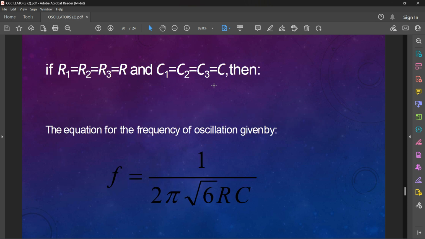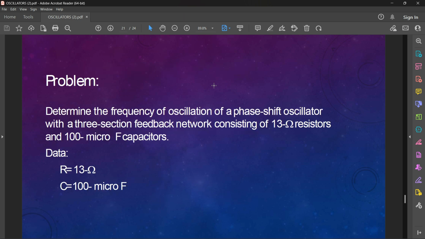Now we will see one problem on this, and then you will easily understand this. The problem statement is: determine the frequency of oscillation of a phase shift oscillator. Oscillator means generating a signal, so we have to find the frequency only. Within that oscillator we have the phase shift property. So we are determining the frequency here.